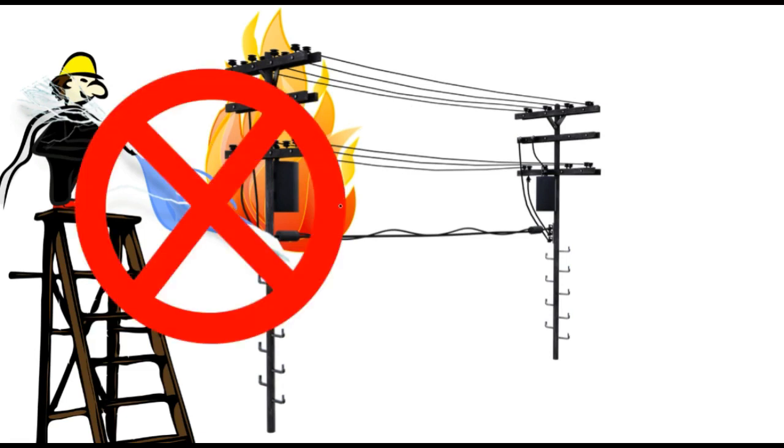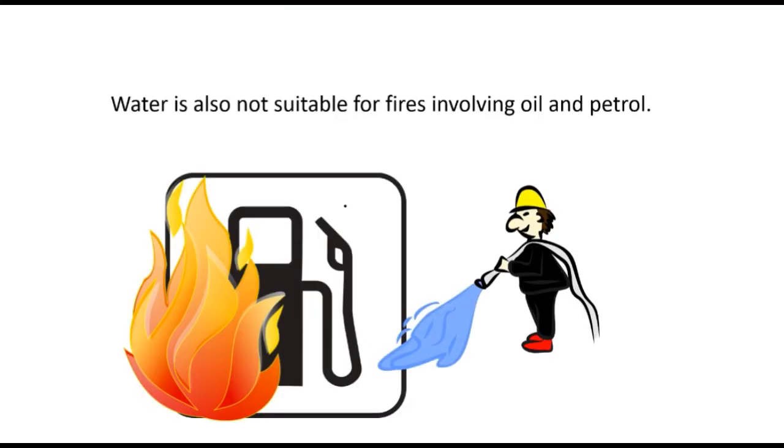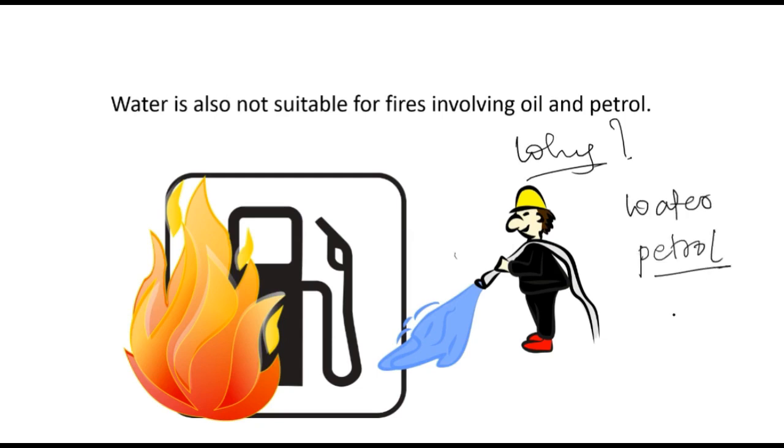The second example is if there is a fire accident in a petrol pump, should we use water? No. Why should we not use water? There is no chance of electrocution here. But why not use water? When you mix water and petrol, water is heavier than the oil. So when both are mixed, the petrol will still be floating on water.